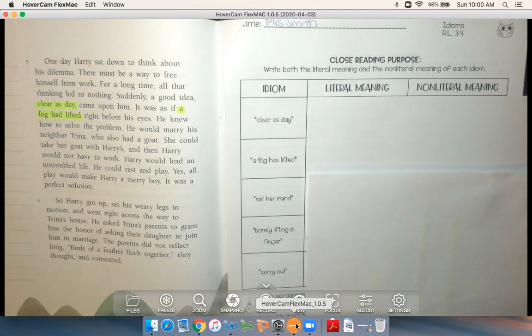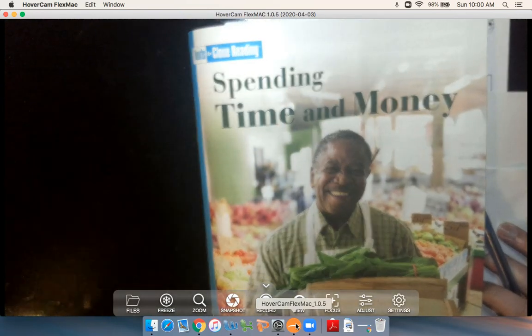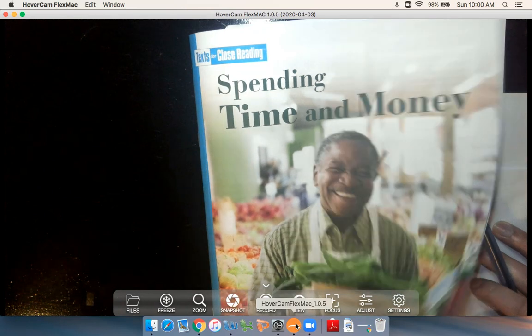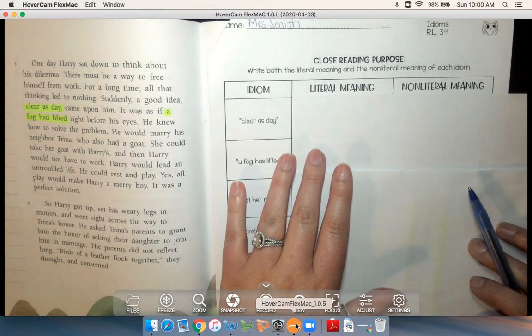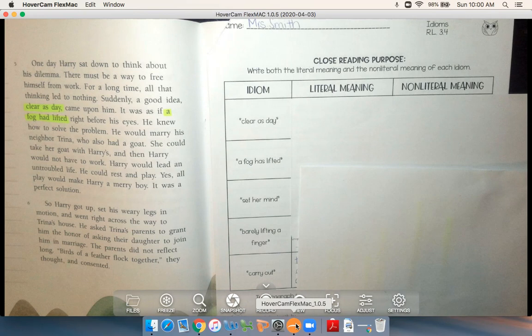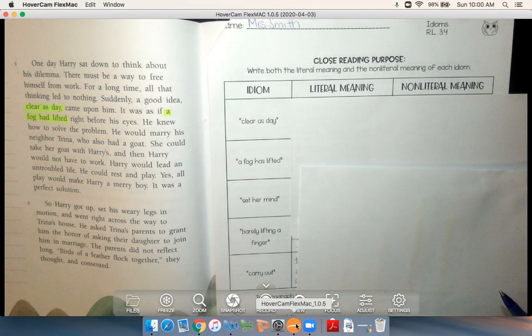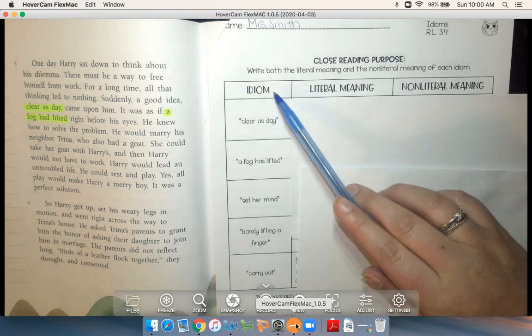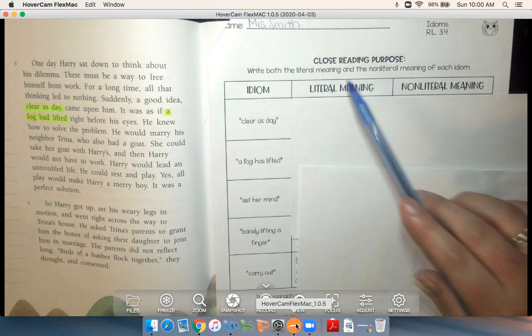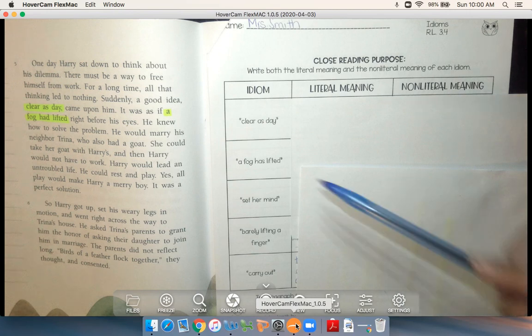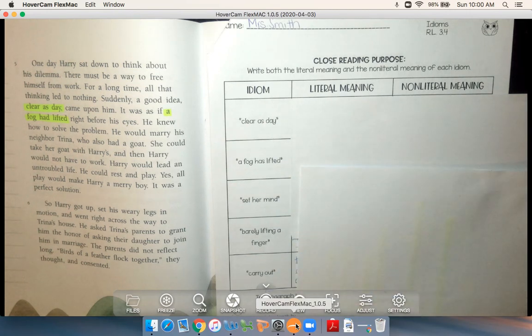In order to be successful on this lesson, you're going to need three things. The first thing you're going to need is your benchmark book called Spending Time and Money. The next thing you're going to need is your benchmark packet of worksheets. This particular worksheet that we're going to go over today is on page 10, and you'll see across the top, idiom, literal meaning, non-literal meaning, and then a couple of words and phrases down the side.